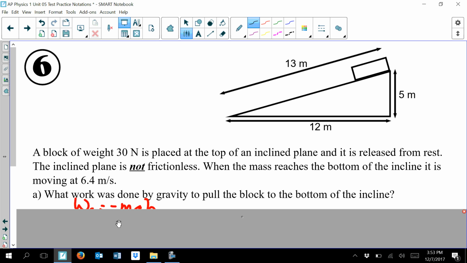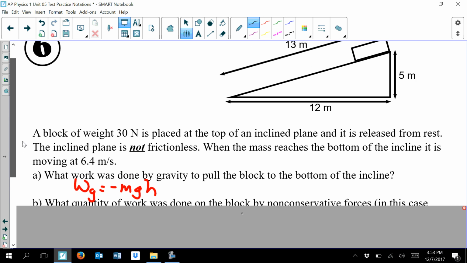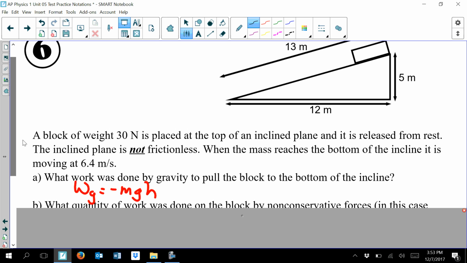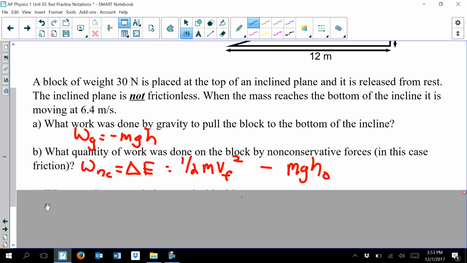Scrolling down again. If we have a not frictionless inclined plane, the work done by gravity to pull the block down to the bottom of the incline is just negative mgh, because that height change was a negative change, which would be positive work done by gravity. Remember that work done by non-conservative forces is the same as a change in energy.